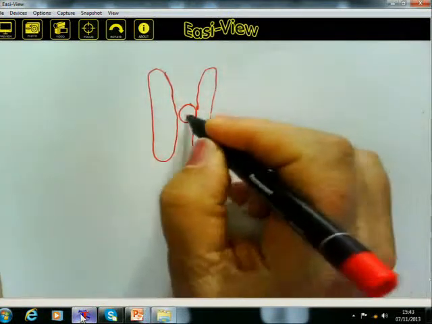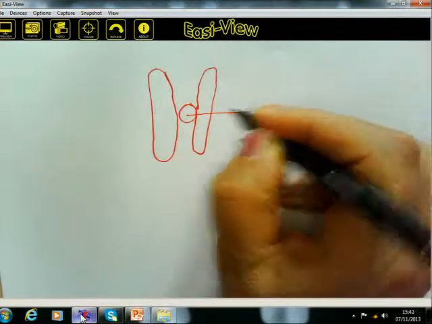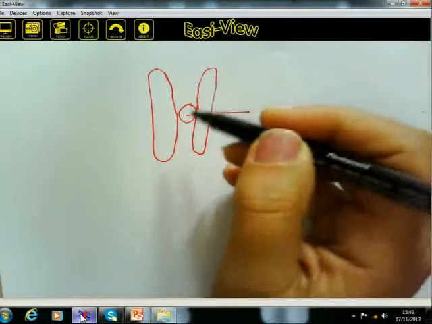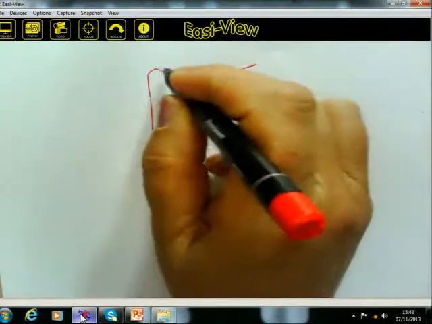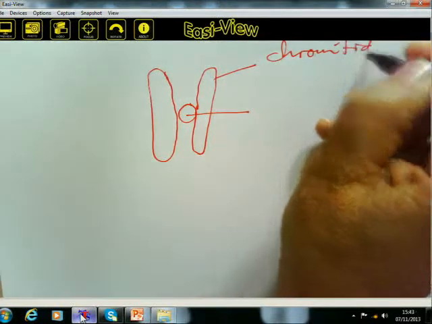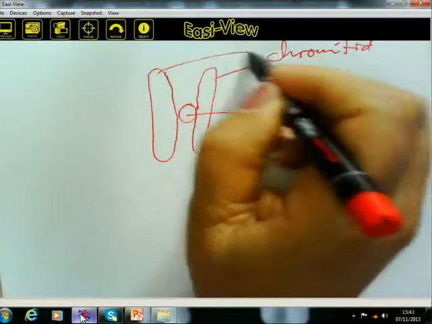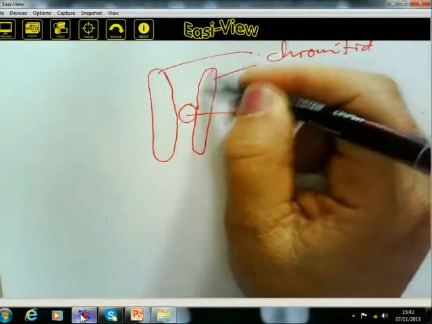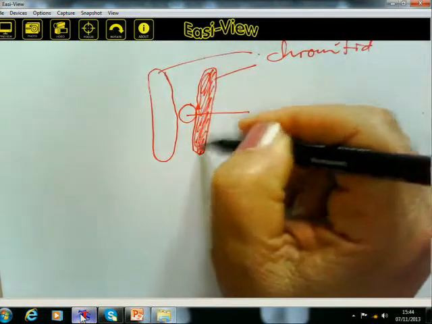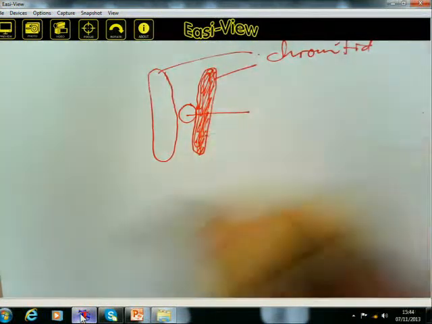Now the label here is important, but then why I actually draw this for you is to show you. We normally say label this and we say it's a chromatid, or that is a chromatid. But the chromatid is this whole area. This whole thing is a chromatid.